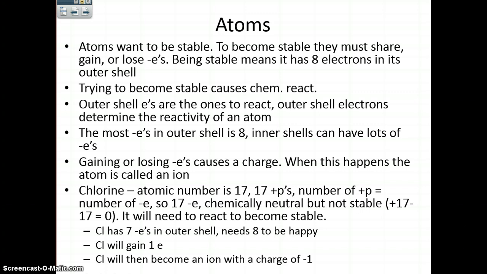Chlorine will then become an ion that has a charge of -1. It's gaining a negative. If you gain a negative friend, you become a negative person. Just like these atoms, it gains one negative, it's -1. If it would gain two negatives, -2. If it gains three negatives, -3. Very sad if you have to gain 3 negative friends.